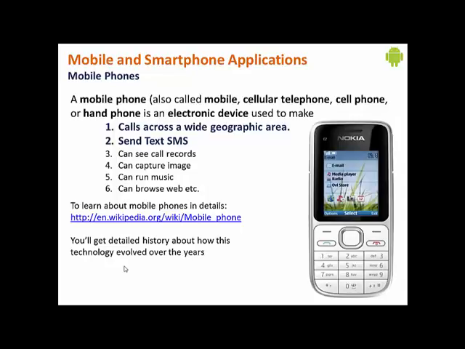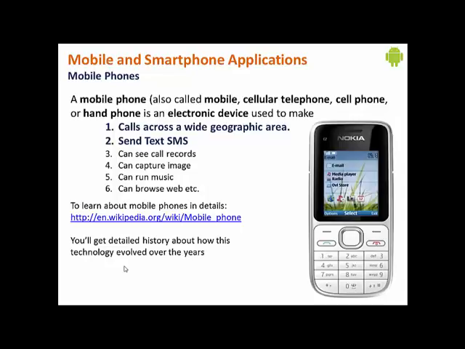So what are the things that this mobile phone can do? I can make a call and I can send an SMS, short messaging service. I can see the call records. Of course, I can capture an image. I can run music. I can browse the web. That's going to be a basic web browser, not the advanced web browser. So these are the things that a very normal mobile phone can do.